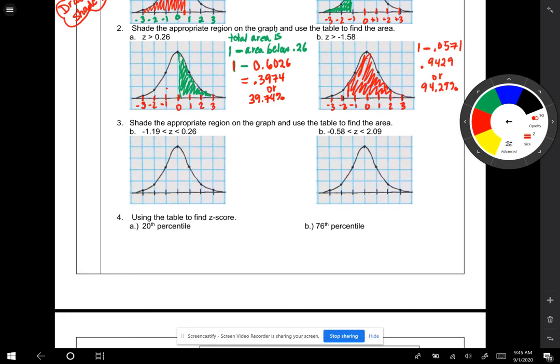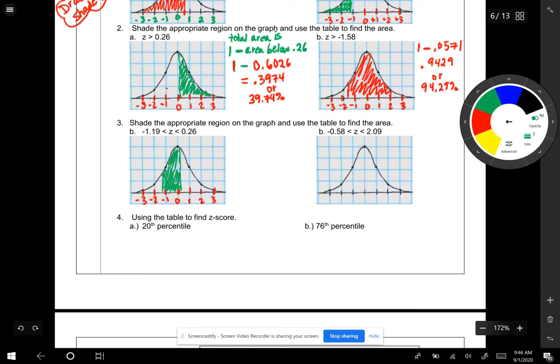Shade the appropriate region on the graph and use the table to find the area. So this one's a little bit different. Let's label. Okay, this one I want to spend a little time on. So negative 1.19 would be right here. 0.26 would be right there. So we want z-scores greater than negative 1.19 but less than 0.26. So this area in between.